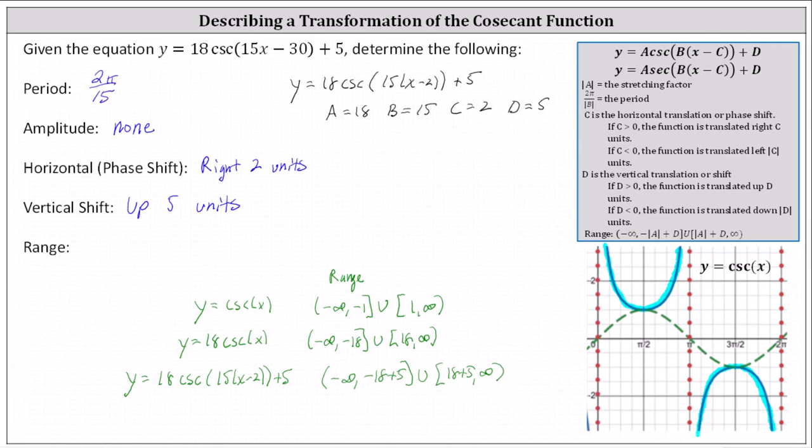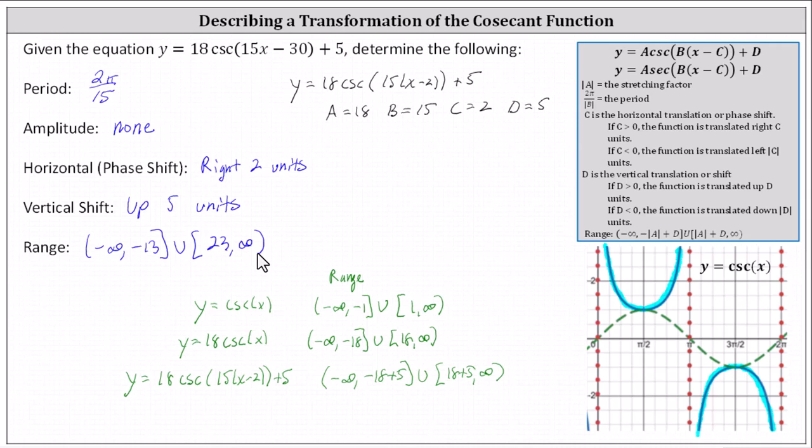Let's go ahead and list it above. We have the interval from negative infinity to negative 18 plus 5, which is negative 13, including negative 13, union the interval from 23 to infinity, including 23.